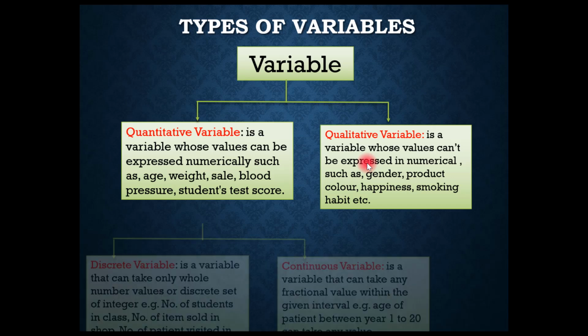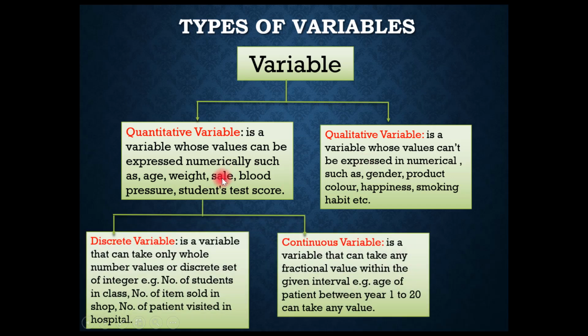So the quantitative variable is further classified as the discrete variable and the continuous variable. A discrete variable is a variable that can take only whole number values or a discrete set of integers. For example, number of students in a class, number of items sold in a shop, or number of patients visited in a hospital. Let's suppose there are 10 students in a class, and in another class there are 12 students. It is not possible that in one class there are 10 students and in another there are 10.5 or 11.5 or 12.5 students.